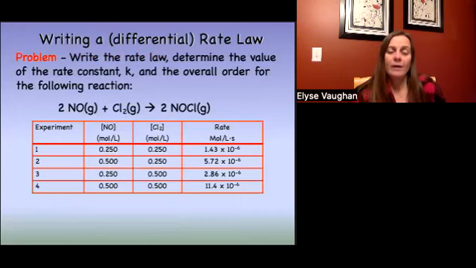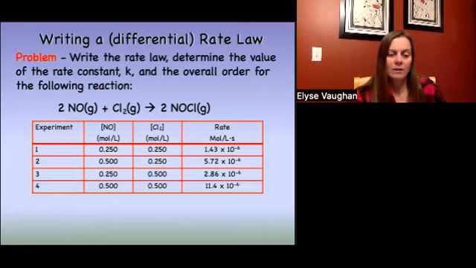In order to write a differential rate law, what we are usually given is information called initial rate data. And so what someone has done here for us is run this experiment 4 different times, and each time they've used different concentrations of the reactants. And they've measured that instantaneous initial rate. So from this data, we're going to be able to figure out what the relationship is of the concentration of each of the reactants to the rate law.